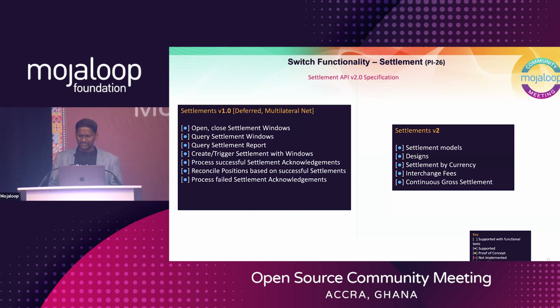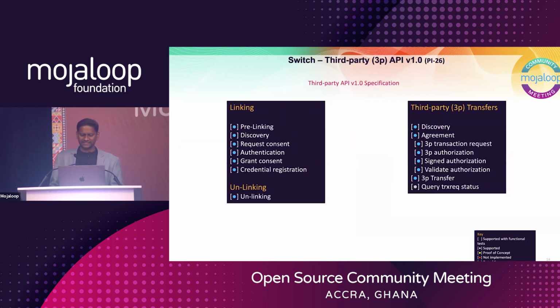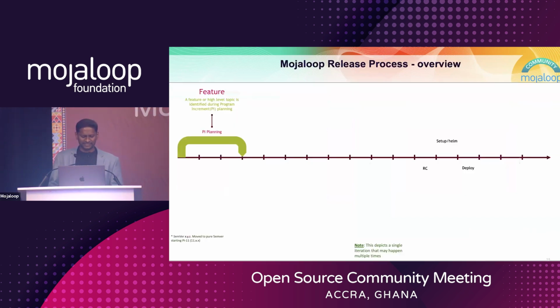Settlements, we are looking at enhancements for that and what we call the next generation settlement or V3. But right now we have V2 support and it also supports FX, but no new functionality as such. On the third party API or 3PPI or PISP, we have a version 1 of the implementation. Version 2 of the API is available, but it's not implemented yet. Hopefully in the coming PIs that will go through implementation as well.